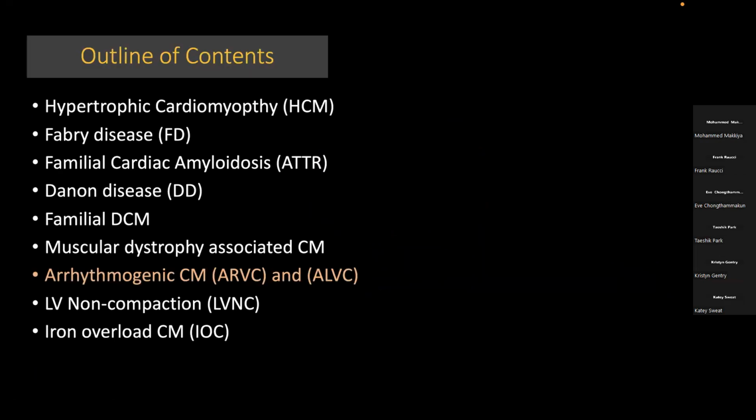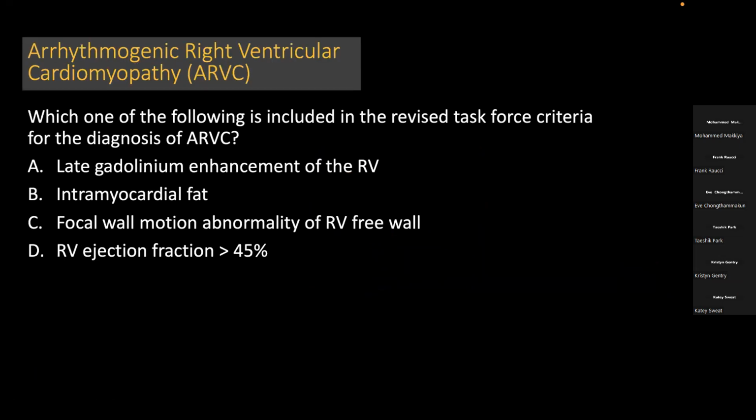Almost there. So next is arrhythmogenic cardiomyopathy. Which one of the following is included in the revised task force criteria for the diagnosis of ARVC? The task force criteria is now more than 12 years old. It was 2010, so it's like 13 or 14 years. It's very outdated by now. We need more updated criteria, but we are still following the modified task force criteria for the ARVC diagnosis.